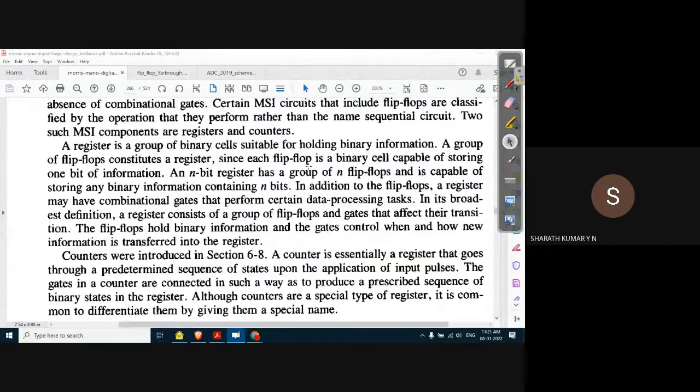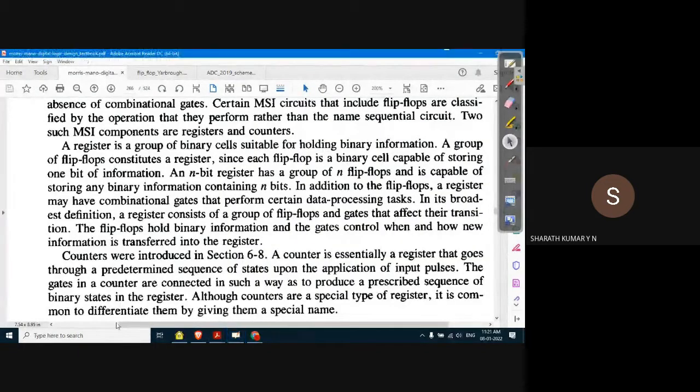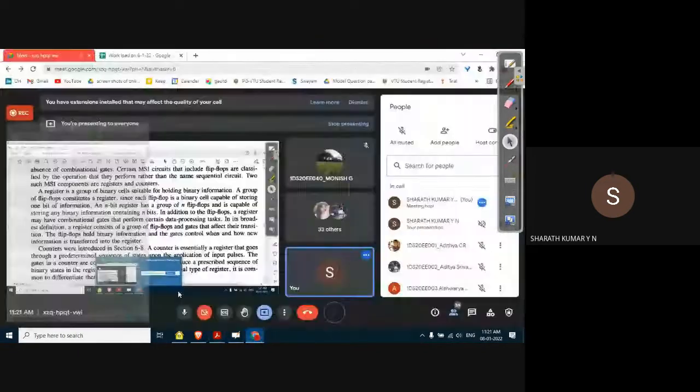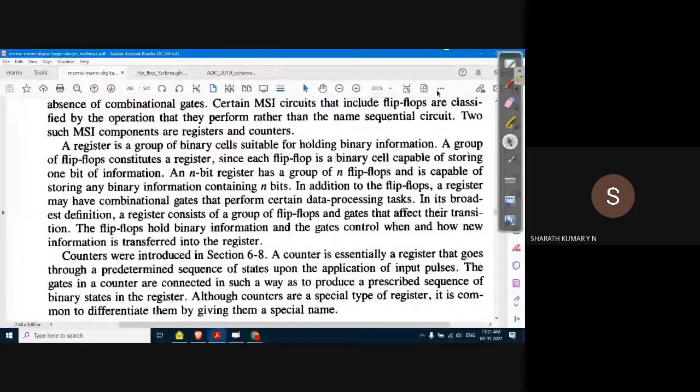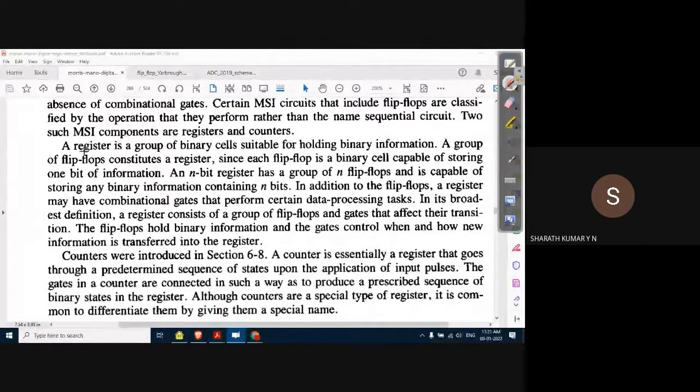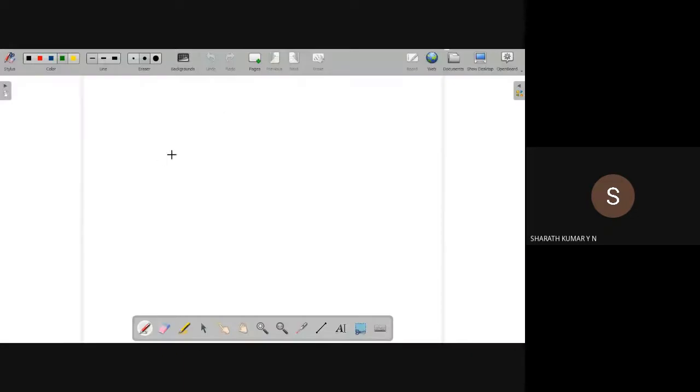What is a register? Register is a group of binary cells suitable for holding binary information. A group of flip-flops constitutes a register. That is, one flip-flop, let us say for example a D flip-flop, can store one bit of data. So this is a clocked flip-flop.